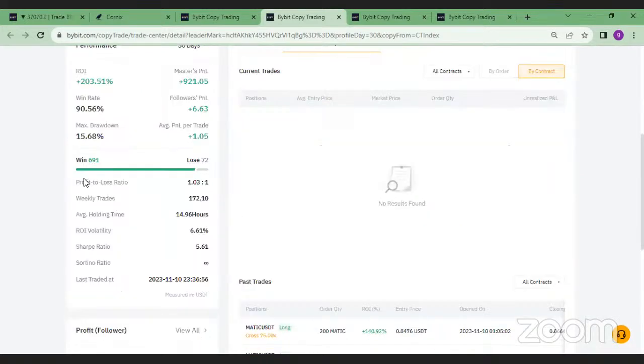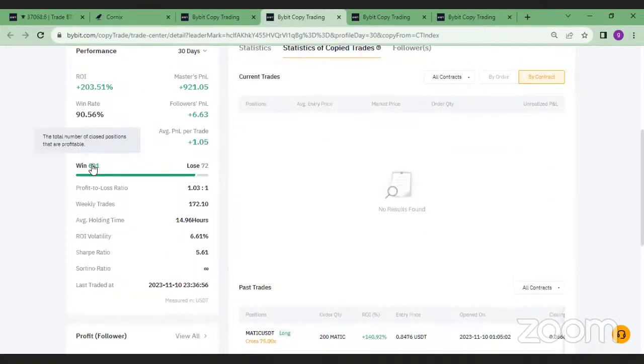So if you come in here again, out of 91 trades, okay, this trader has only lost 72 out of that trade, okay? The win rate there is equally still good, okay? Another thing you should be looking at is the drawdown, all right? This trader has around 15.68% drawdown and all of that, which is a good one and all of that, right?